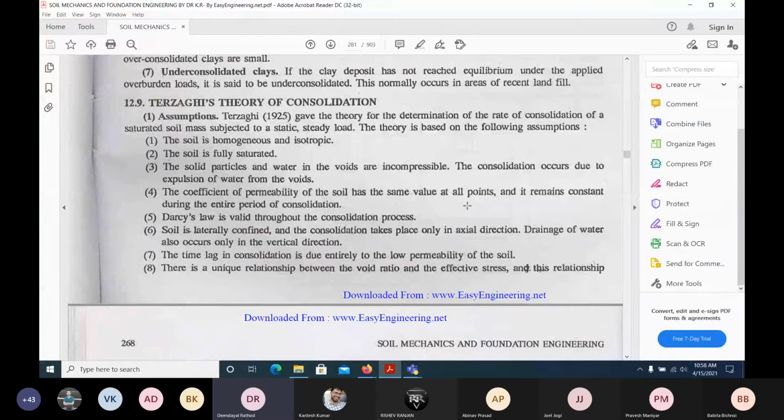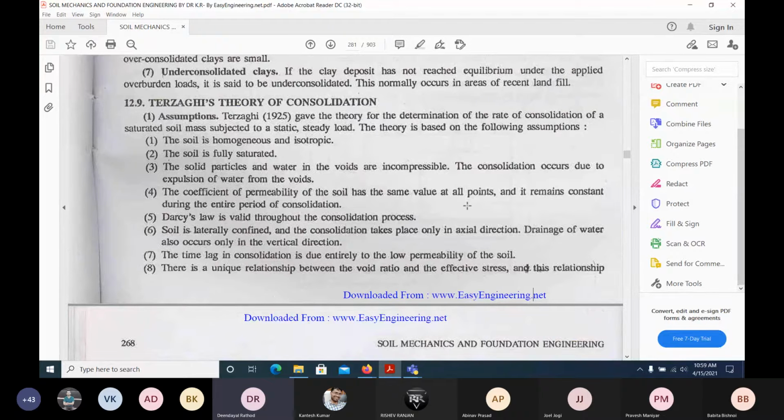Now, Terzaghi's theory of consolidation. Terzaghi has given a theory for consolidation, and he has given some assumptions also. Then we will derive and see those equations. He gave the theory for determination of the rate of consolidation of a saturated soil mass subjected to a static steady load. The load is static here, not dynamic. In compaction, the load can be dynamic. A roller can be dynamic. You can apply dynamic load in compaction for expulsion of air from the soil. Here the load is static.